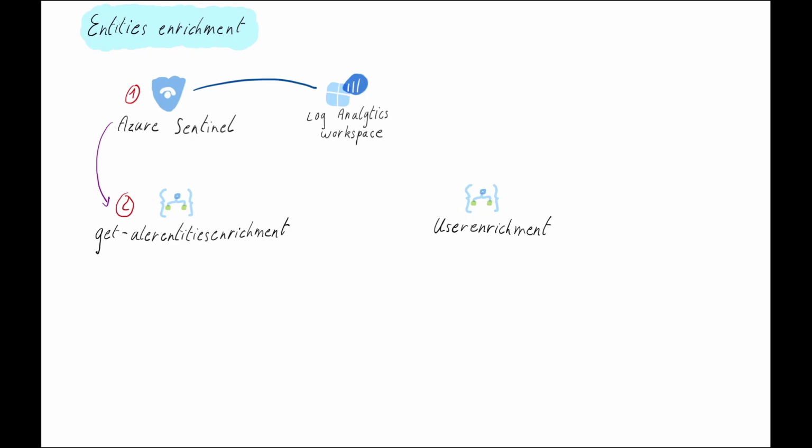What Get Alert Entities Enrichment is doing is collecting from my incident the different accounts that we have in the incident, and it's passing the value of those accounts to another playbook called User Enrichment.